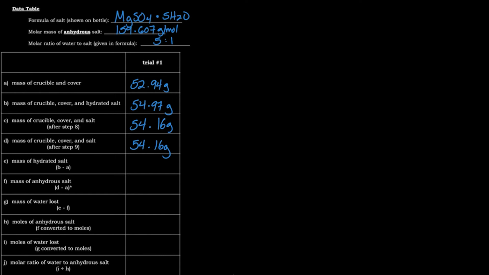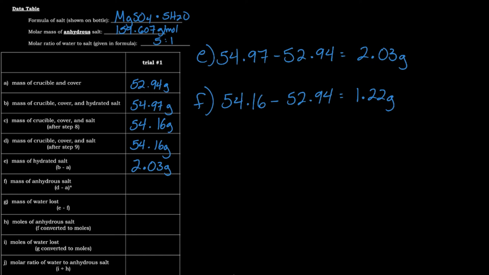As I do the calculations here, I'm just going to work down the table and fill in rows E, F, and then G, and go through the calculations as they're presented. So row E has me calculate the mass of salt that I initially heated. I do that from row B minus row A. In my case, it comes out to 2.03 grams. So we'll go ahead and fill that in. Row F has me calculate the mass of the anhydrous salt. So that's row D minus row A. In my case, it comes out to 1.22 grams. So we'll go ahead and fill that in.